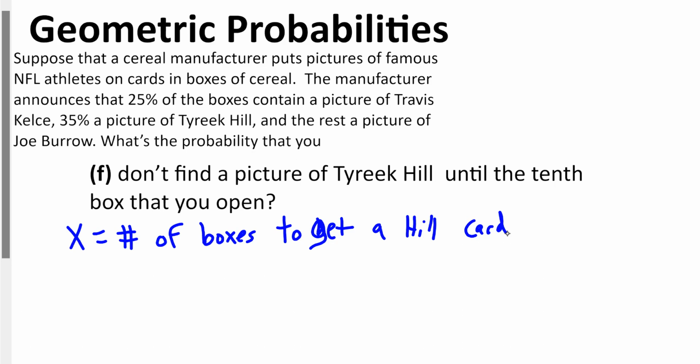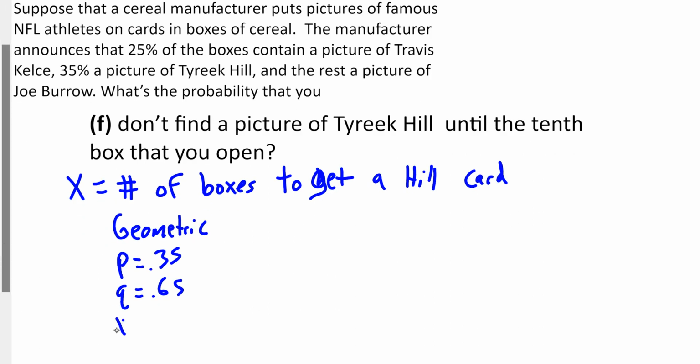Okay? This is geometric because it's not a set number of trials, so it's just geometric. And we have X, well, backtrack. We have P, what is Hill? 0.35. Q is anything else, which is 0.65. And X is going to be 10 for this one.